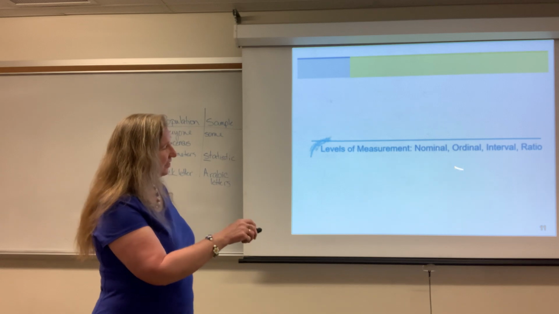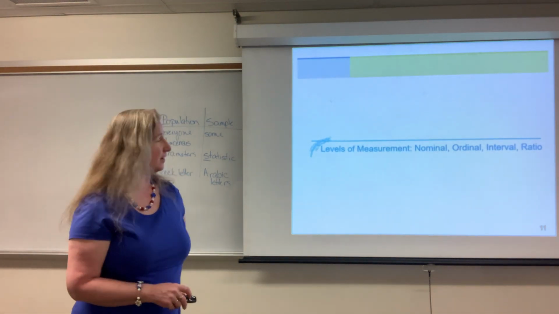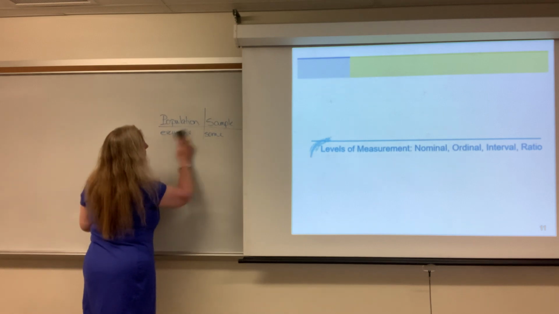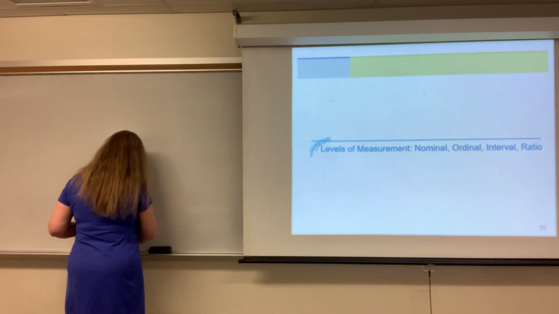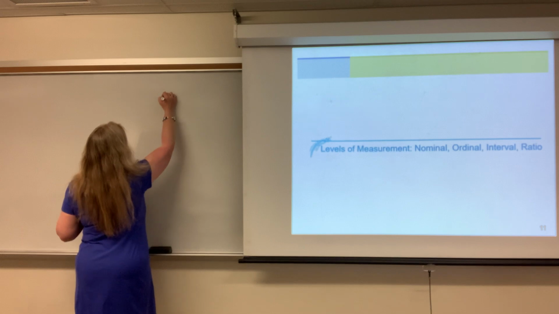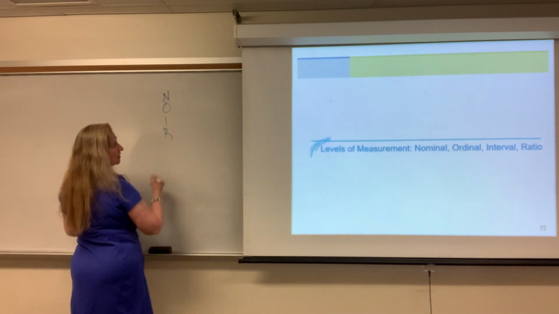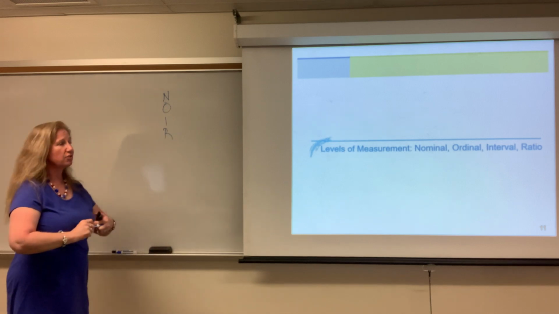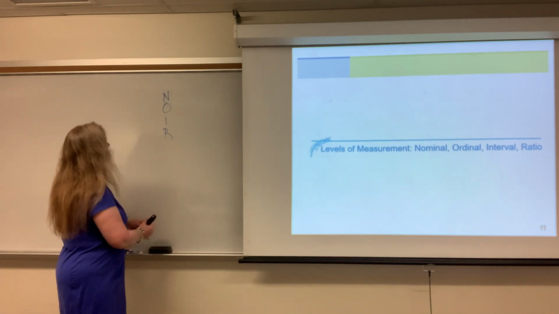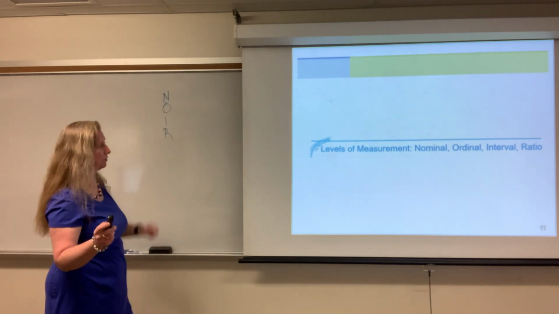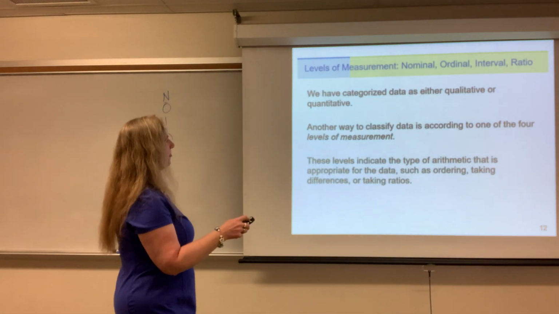This is not on there, but I always encourage you to write on there. And I use the acronym NOIR. So if I use this acronym, NOIR, so that's for nominal, ordinal, interval, and ratio. Least precise, most precise. So we'll walk through these.